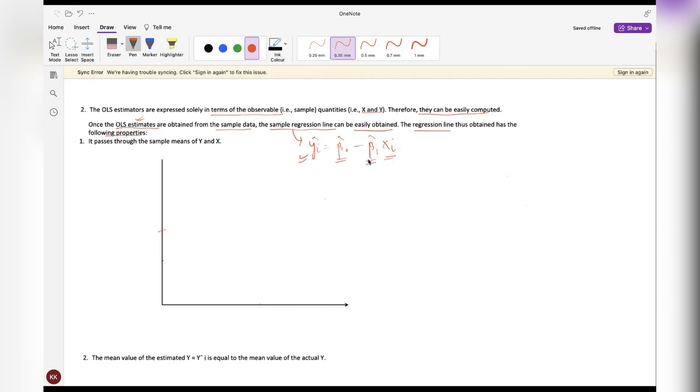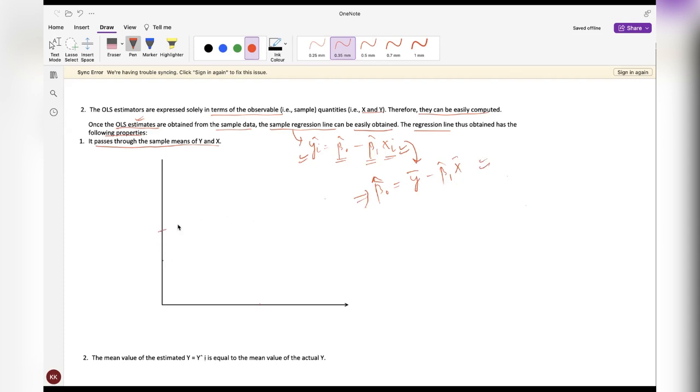The first property that this sample regression line will follow, after it has been computed, is that it passes through the sample means of x and y. How can we show that? We have computed the value of beta naught hat as y bar minus beta 1 hat into x bar, right? So this shows that our sample regression line will actually pass through the sample means.